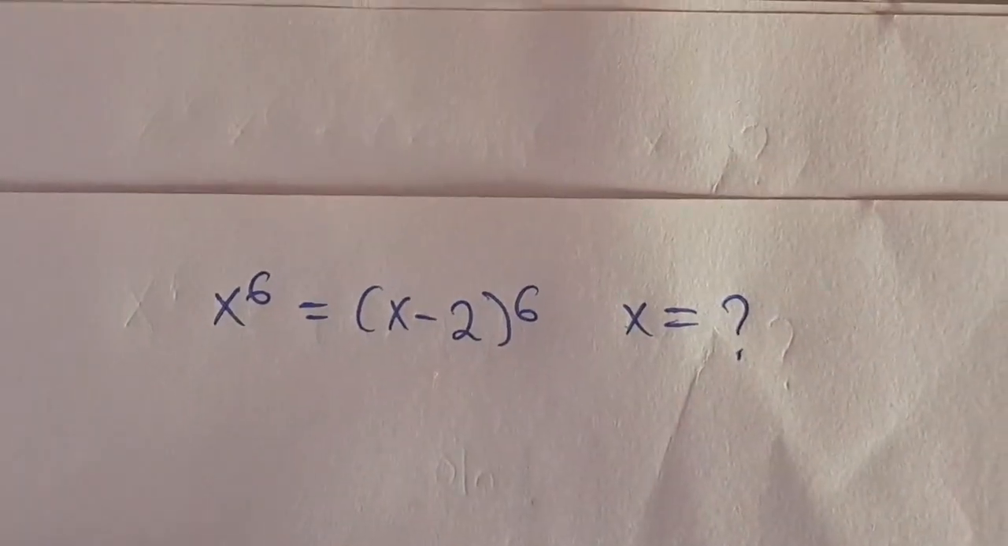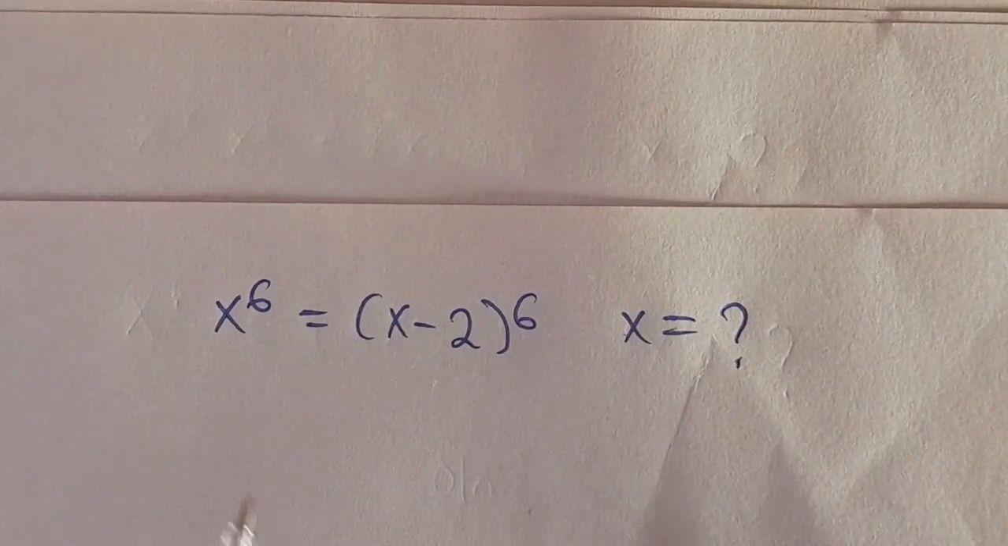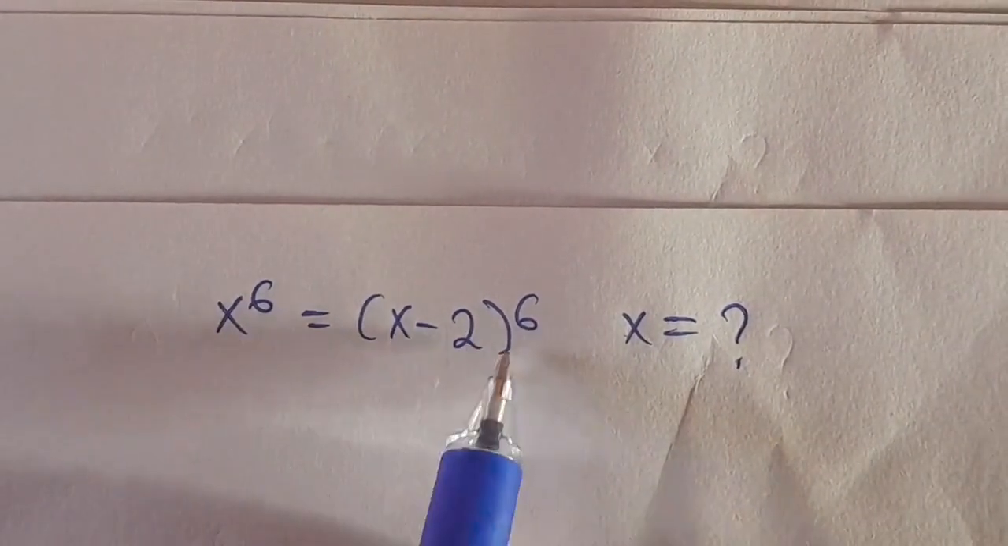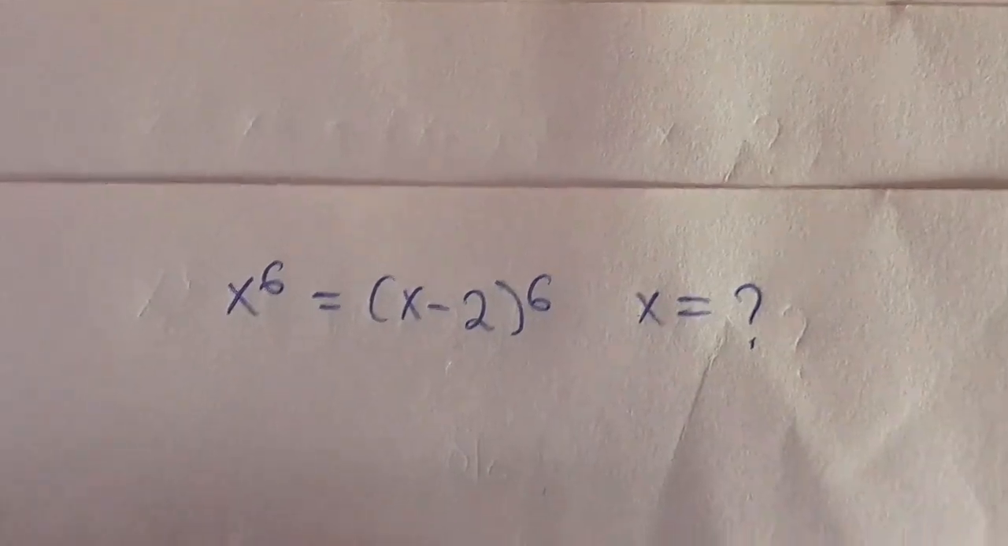Today we want to find the value of x given that x raised to the power 6 equals (x minus 2) all raised to the power 6. So guys, let's get to the solution.